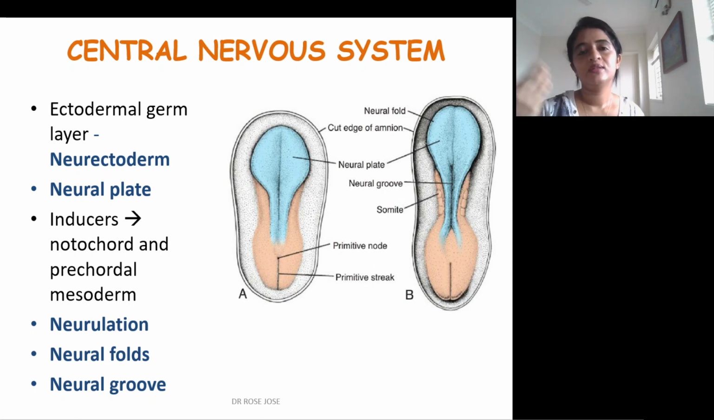In the beginning you have the anterior neuropore and posterior neuropore, which later fuse to form the entire neural tube. Even in the anatomy quick review series, I have mentioned the formation of the neural tube, the neurulation process. Please see that also.